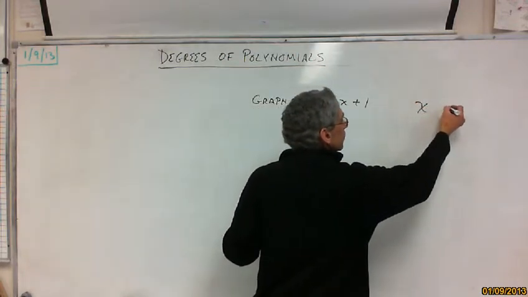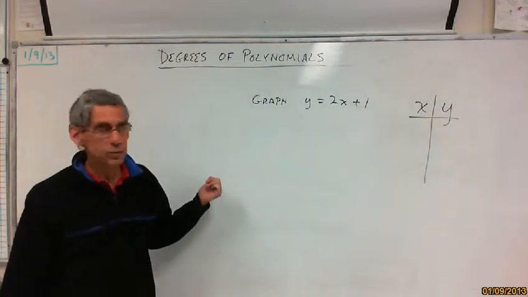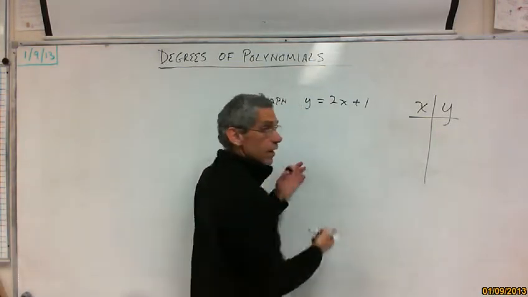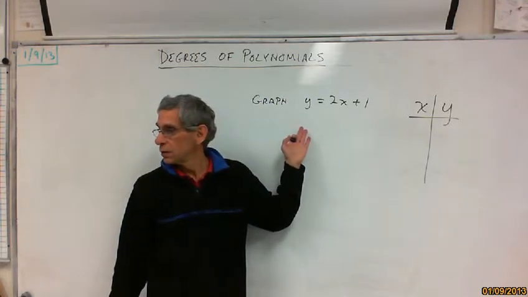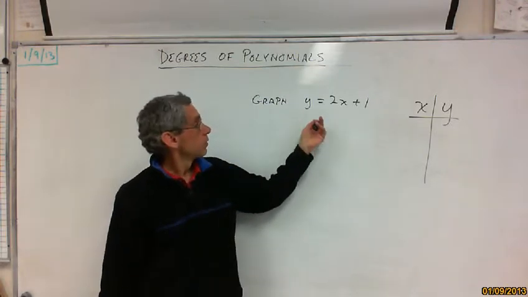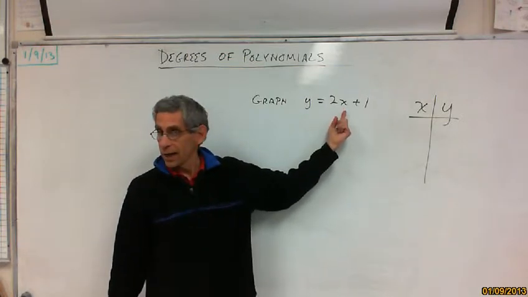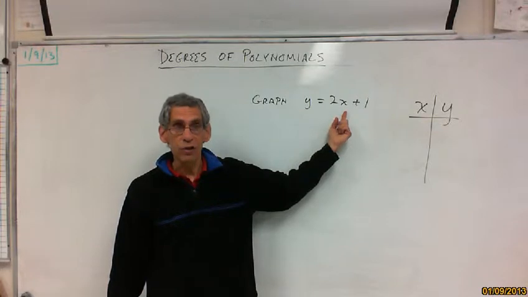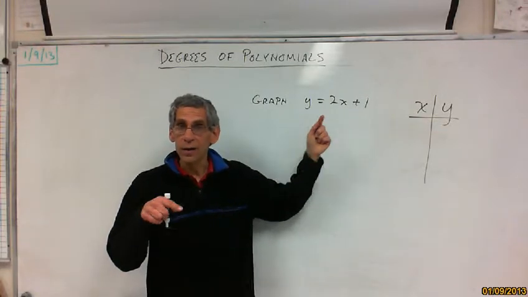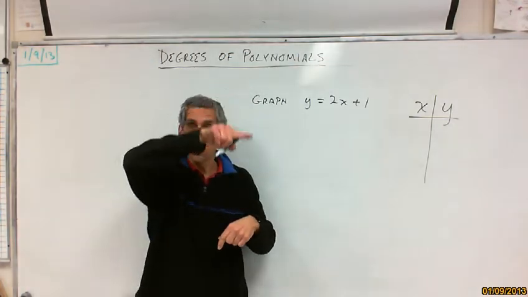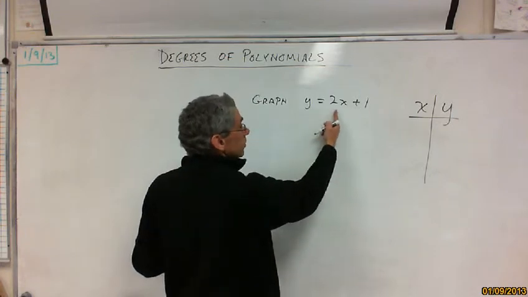A T-chart is like this. You have your x first and your y second, and you choose your x's. If it's a straight line, is this a straight line? How do we know? Because the slope is 2 over 1. And the x is regular, it's x to the first power. If it was x squared, then it would be a parabola. But it's just going to be a straight line.